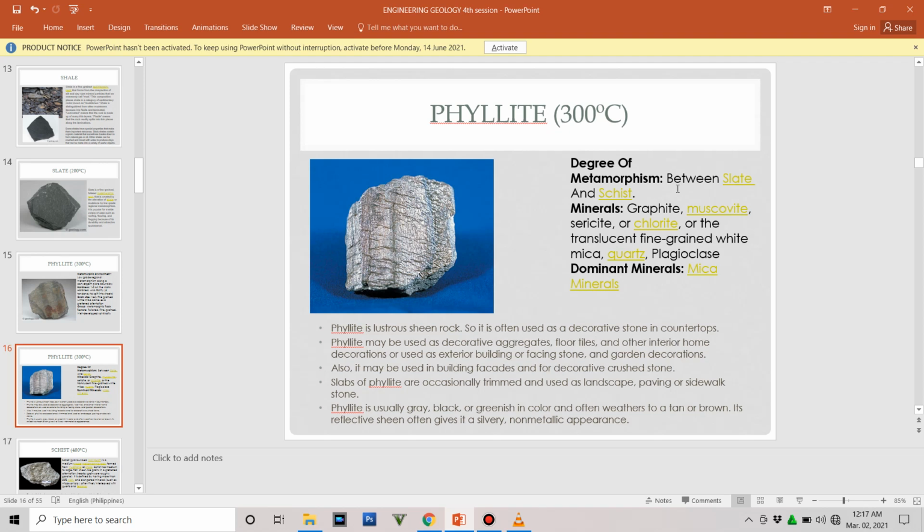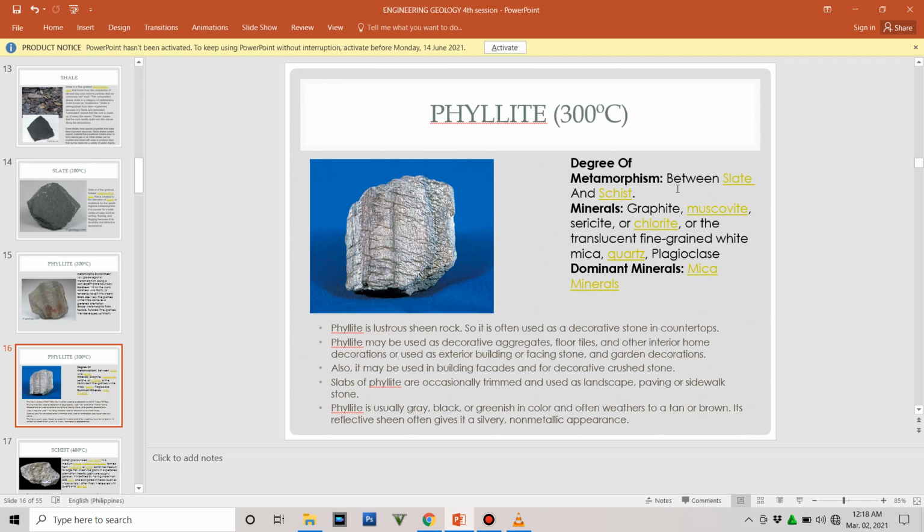Pwede rin siyang interior design, and for the exterior of buildings pwede siyang gawing cladding or maybe a garden decoration. So it also may be used in building facades for decorative crush stones, and pwede rin siyang gawing landscape when it is trimmed and it will become a slab. So pwede rin siyang gawing pathwalk. Okay, so those are the uses of phyllite.